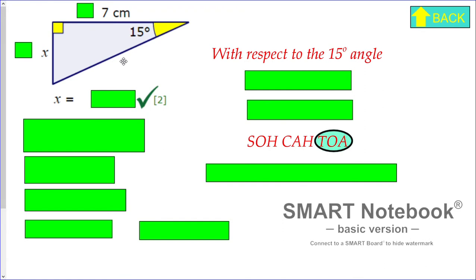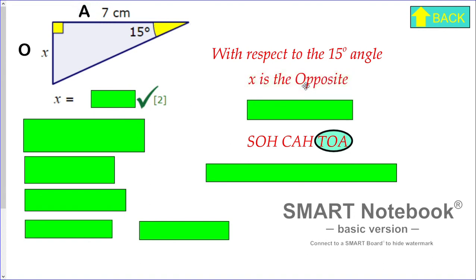I always think, which one's the hypotenuse? I always think that first. It's the longest side. It's across from the right angle. In this case, we're not going to be using it. With respect to this angle, 15, x is directly across from it, so it is the opposite side. The 7 here is now, by process of elimination, the adjacent side. So x is the opposite, and 7 is the adjacent.